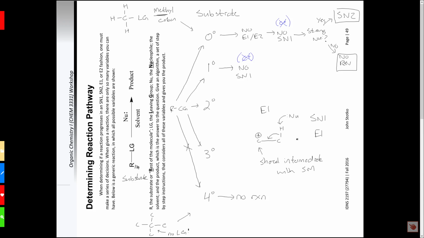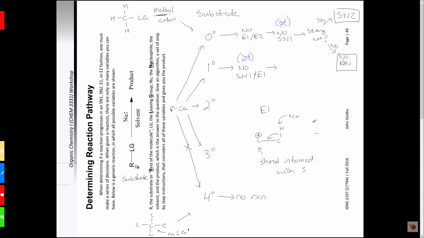because it's just a simple fact that positive charge attracts a lone pair better than a slightly positive hydrogen. So the fact that we can't form a carbocation on a primary carbon not only eliminates SN1, but it also eliminates E1. So here we're left with E2 and SN2.